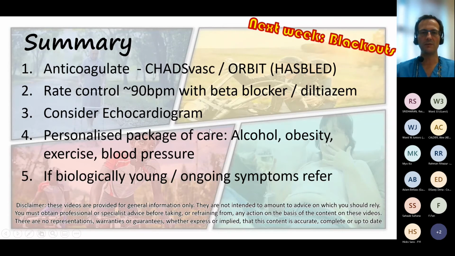So just my summary of how we manage these patients. The most important thing is to anticoagulate patients who are presenting with AF based on the CHA2DS2-VASc and ORBIT or HAS-BLED scores. It's very important that we look at rate control. We consider the echocardiogram, and we look at the whole patient. We consider alcohol, obesity, exercise, blood pressure. Obstructive sleep apnea is another big one that I've not got on here, but obstructive sleep apnea often goes hand in hand with atrial fibrillation.